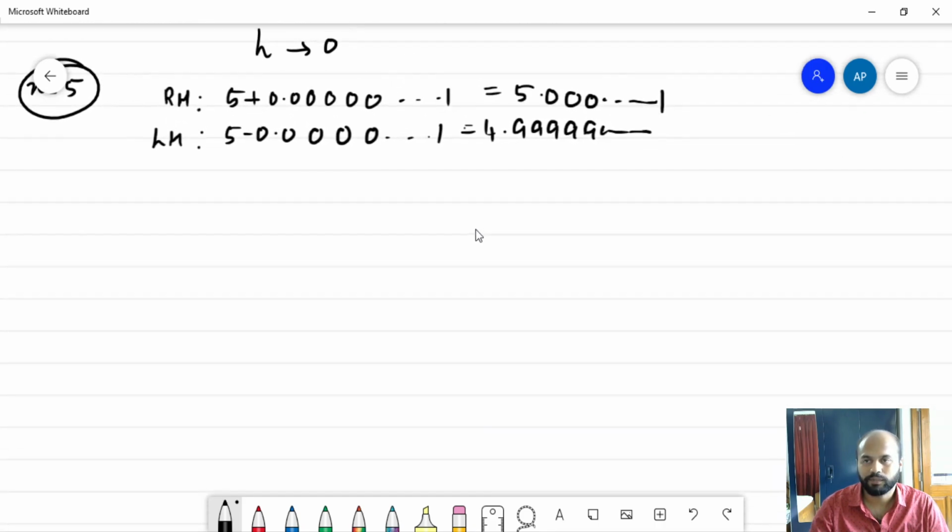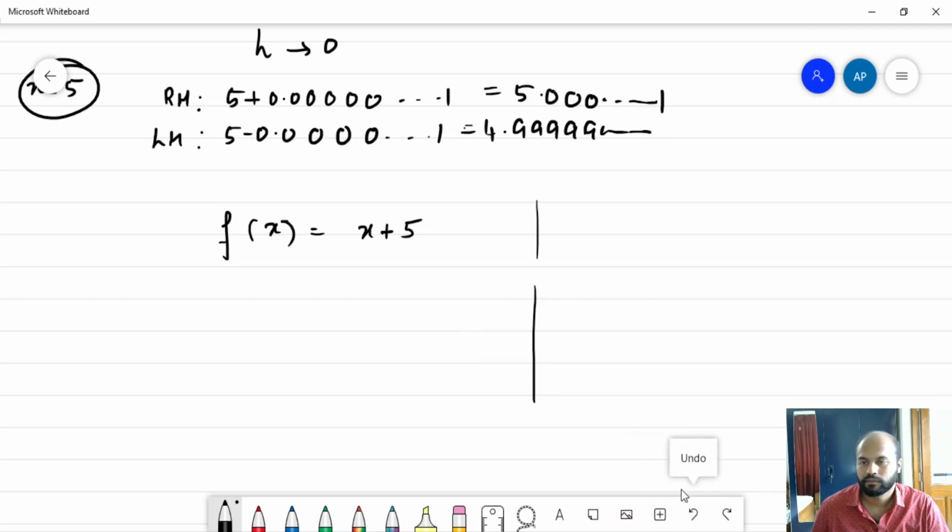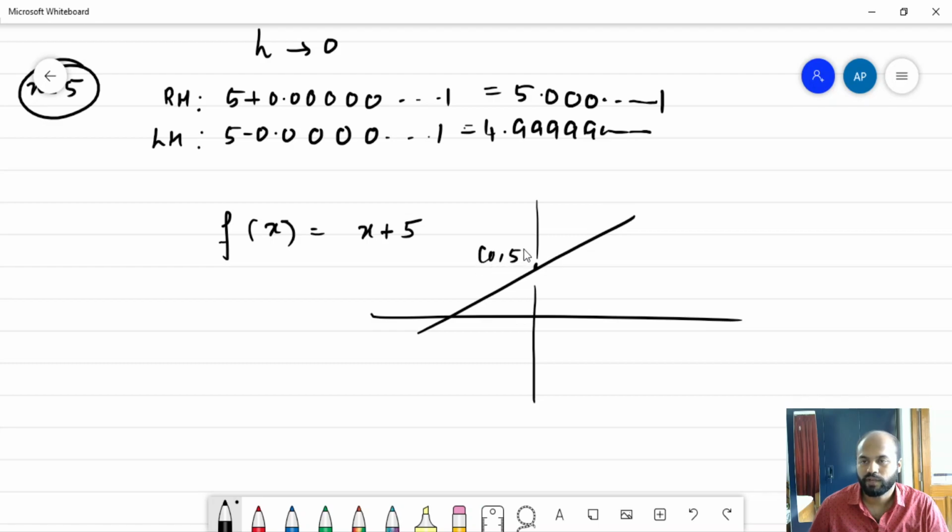Now let's take an actual example and try to apply left and right hand limits. Let's say the function given to us is x plus 5. If this is the line, it means the line is going to look something like this, where this point is 0, 5. Now let us choose one point, that is x equals 1. In this case, we can easily find the value, and the value of f of 1 is 1 plus 5, that is 6.